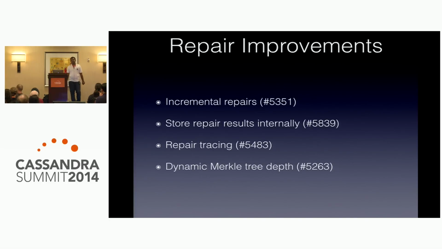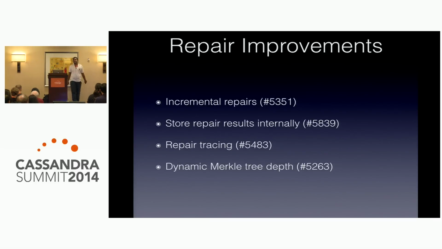Dynamic Merkle tree depth. So the Merkle tree, which I spoke about in my previous slides, by default was of static size of 15. So depending on how big the tree is, what the depth of the tree is, that many leaves are going to land on your data. And if you have a lot of SQL partitions, you will have issues because you will stream a lot more data, because you have lots of SQL partitions on an instance or in the range you are repairing.